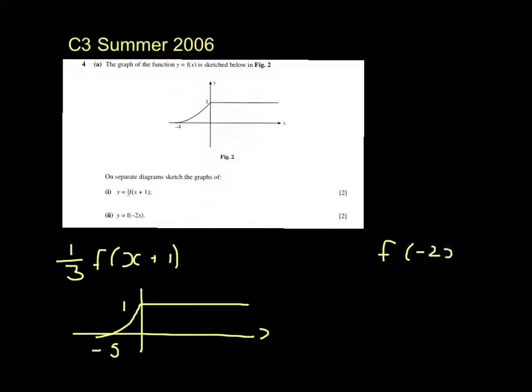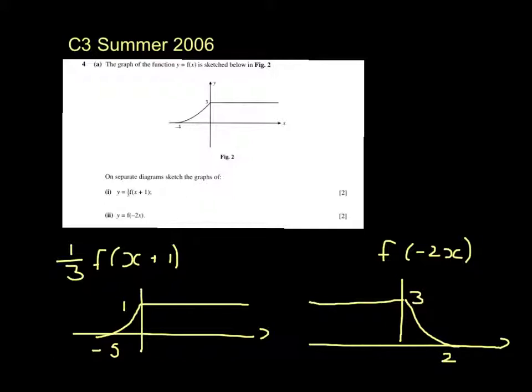F of minus 2x, I'm going to divide all the x-coordinates by minus 2. So the curve is now reflected in the y-axis, cutting the x-axis at 2 and cutting the y-axis at 3.